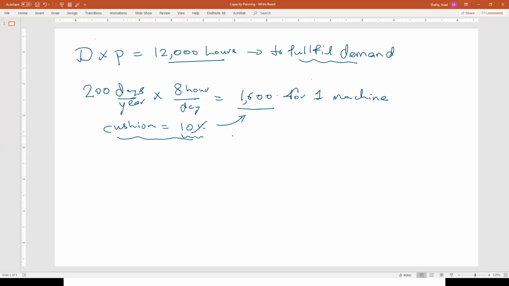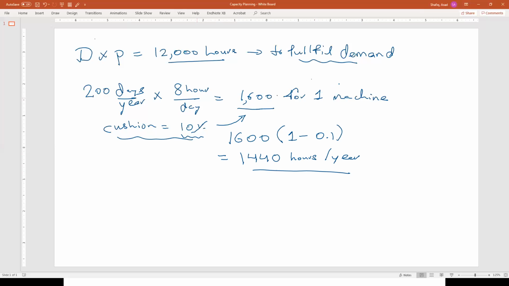So in essence, we will take off 10% hours from 1,600, and those will be the number of hours we will use for our calculation. So it will be 1 minus 0.1. 0.1 means 10%. Essentially, we are removing 10% of hours from 1,600, and this comes out to be 1,440 hours per year. And technically, these are machine hours per year, 1,440 machine hours per year, because those are the number of hours we will get from one machine.